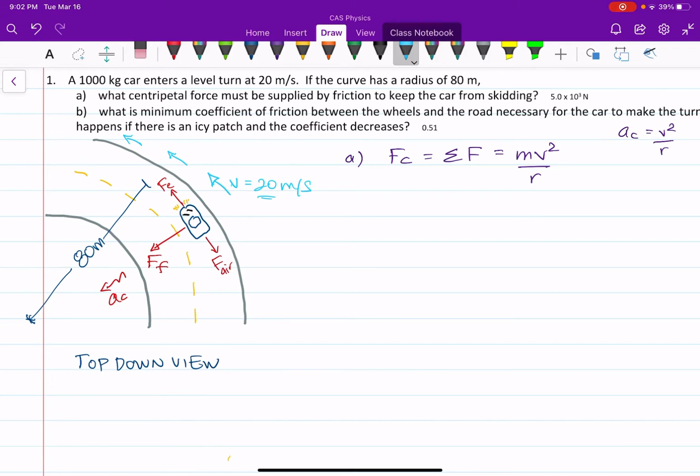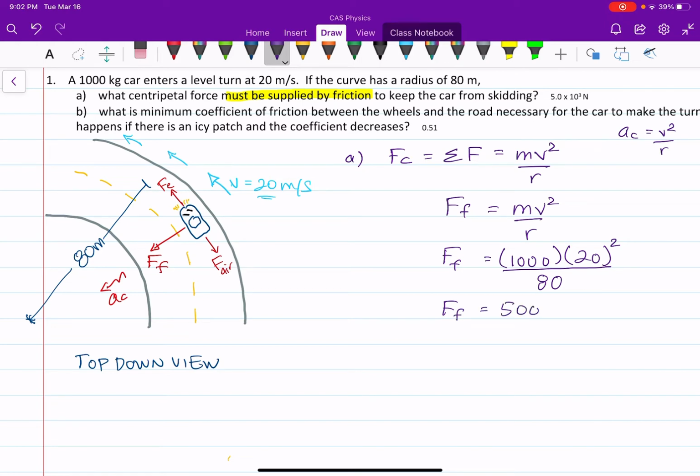All right, in our case, the centripetal force, F_c, which is the sum of the forces, is friction, and that's equal to mv squared over r. The question is asking what centripetal force must be supplied by friction. So what we're saying is if this car is going to make it around the curve, it has a mass of 1,000 kilograms. It's moving at a speed of 20, and we're going to square that because of the equation. And it's going around a turn that's 80 meters in diameter. So when we do that calculation, we end up with 5,000 newtons.